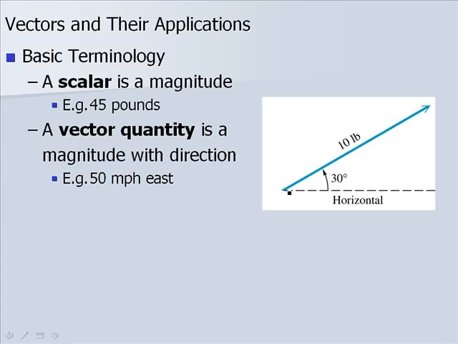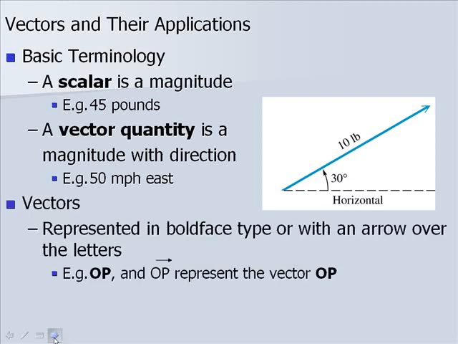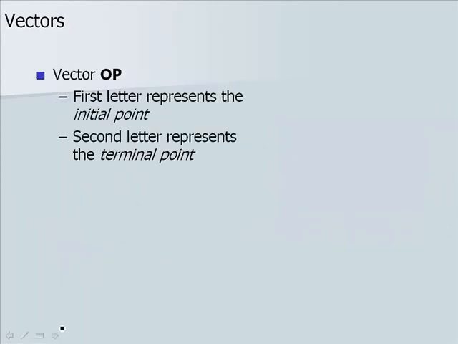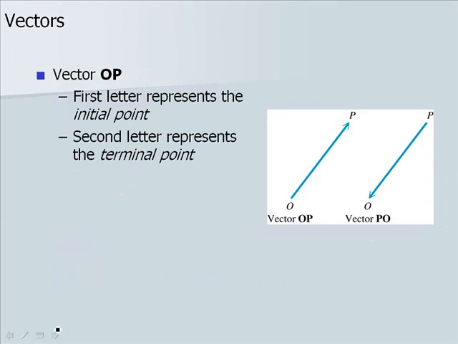So we see here our blue line is our vector, 10 pounds is our scalar magnitude, and the direction is 30 degrees above the horizontal. Our vectors are usually represented in boldface type or with an arrow over the letters. Here we see the boldface, and here we see the letters with the arrow over top. For our vector OP, the first letter represents the initial point, the second letter represents the terminal point. And we see here, if we label it the other way, then our vector is going in the opposite direction.